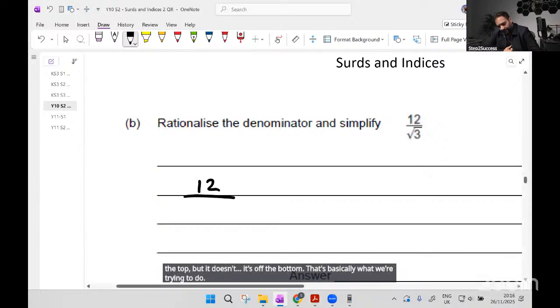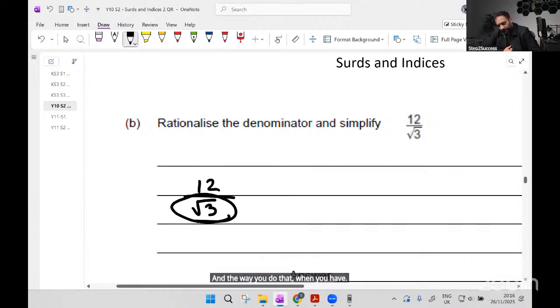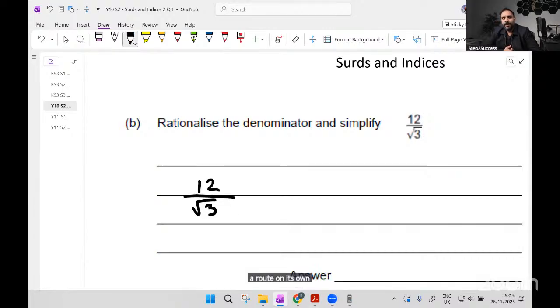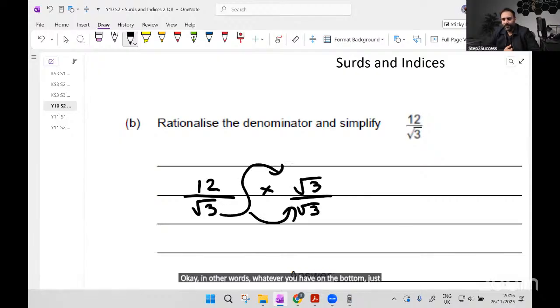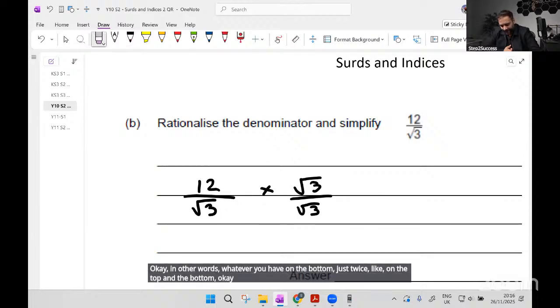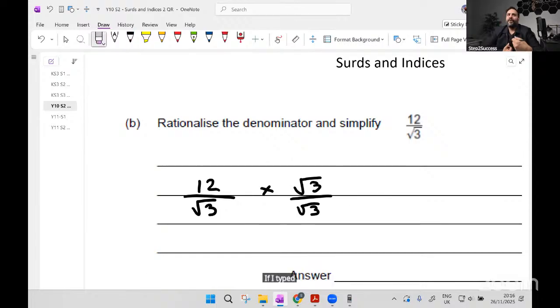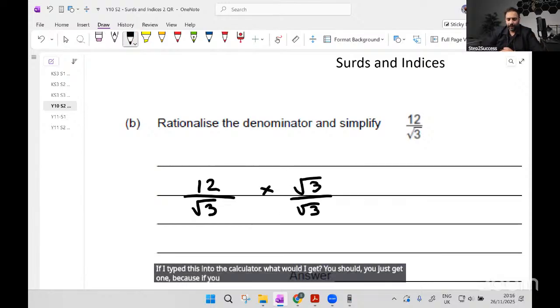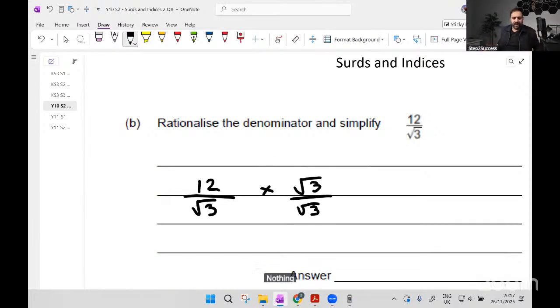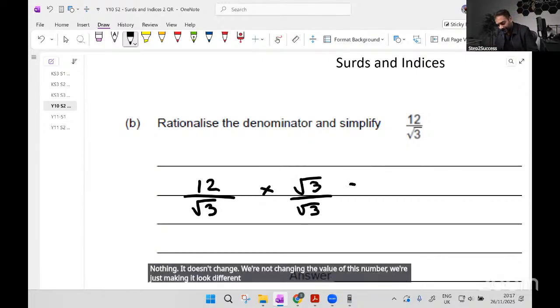And the way you do that when you have a root on its own like this on the bottom is you multiply this fraction by that over that. In other words, whatever you have on the bottom, just twice, on the top and the bottom. Just to be clear, if I typed this into the calculator, what would I get? You just get 1, because if you divide a number by itself, you just get 1. And if you times by 1, what happens to a number? Nothing. It doesn't change. We're not changing the value of this number. We're just making it look different. It's a presentational thing.